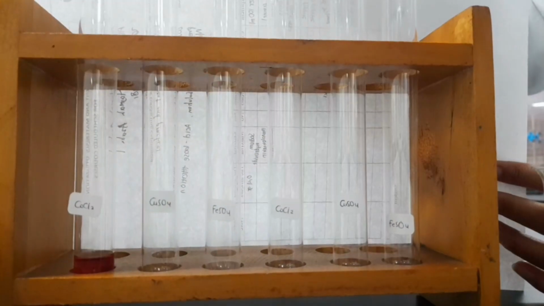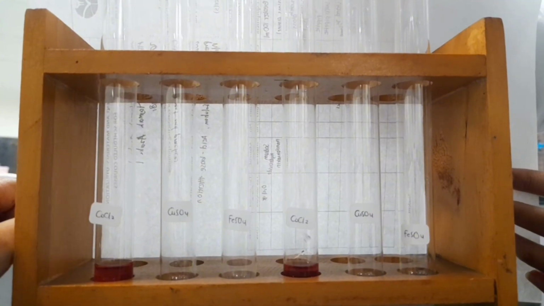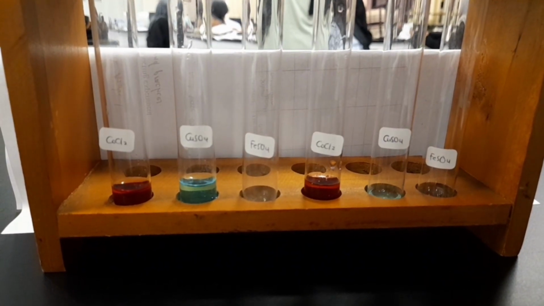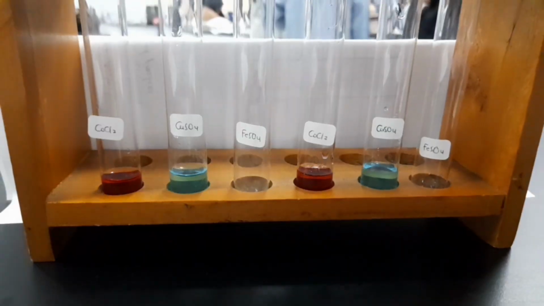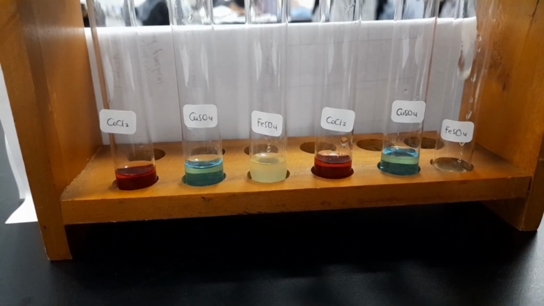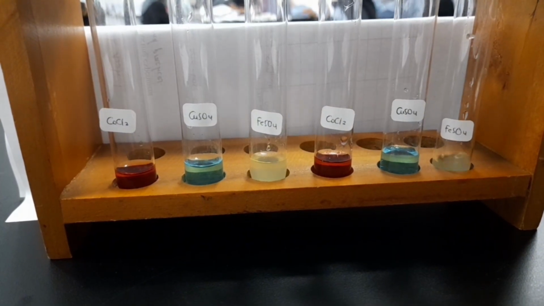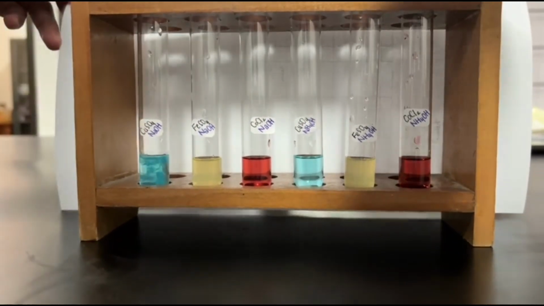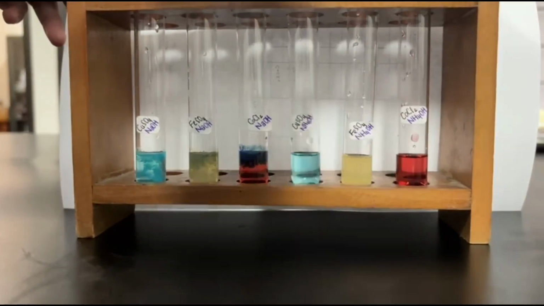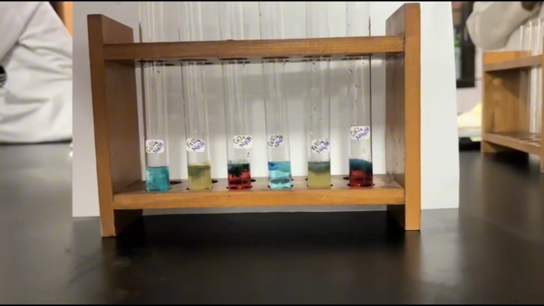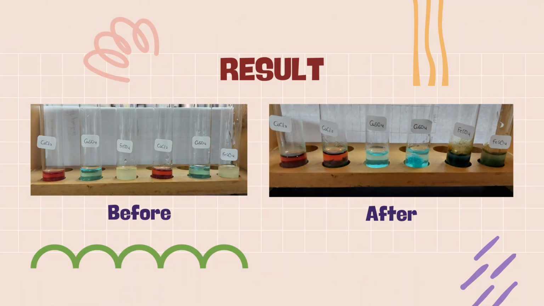After all the solutions are ready to use, we can pour copper(II) sulfate, iron(II) sulfate, and cobalt(II) chloride into the test tubes. And since we compare the results from sodium hydroxide and ammonium hydroxide, we need their solutions in test tubes too. And here is what's happening when sodium hydroxide and ammonium hydroxide are dropped into the solutions, and the result will be explained later. So this is the result of our experiment.